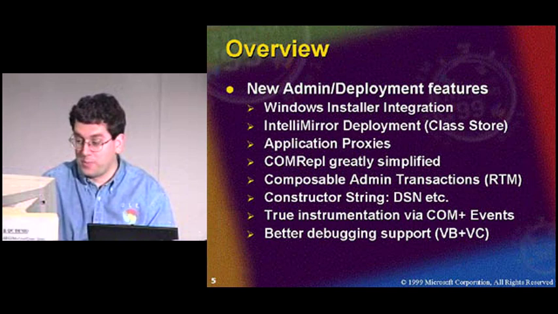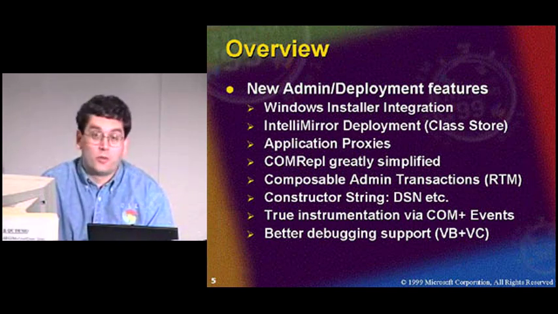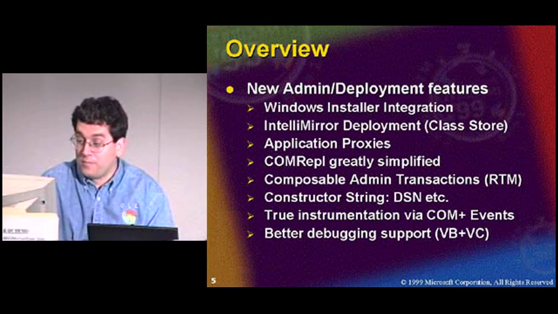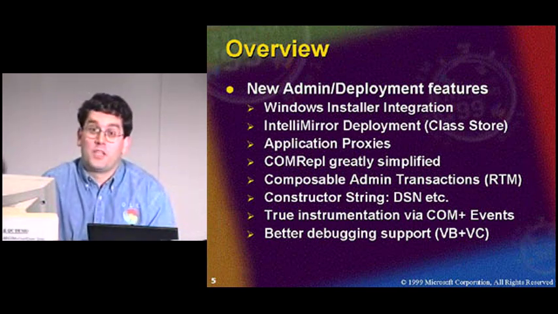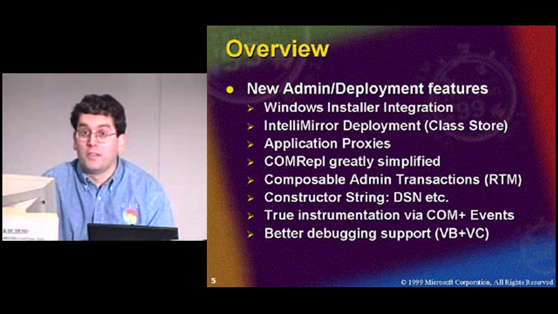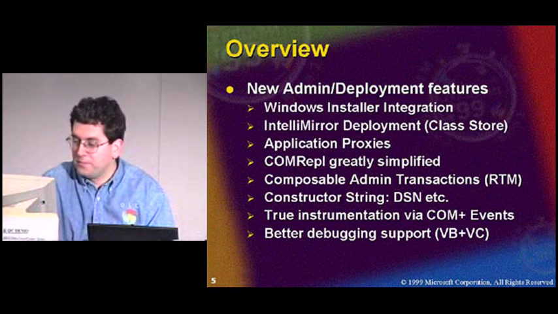We've improved debugging both for VB and VC components. For VC there's an attribute in there, the debugger command line, if you've seen that in the UI. So you basically just turn a flag on, and the next time the application gets activated, it comes up in the debugger. Used to be a little tedious in MTS.